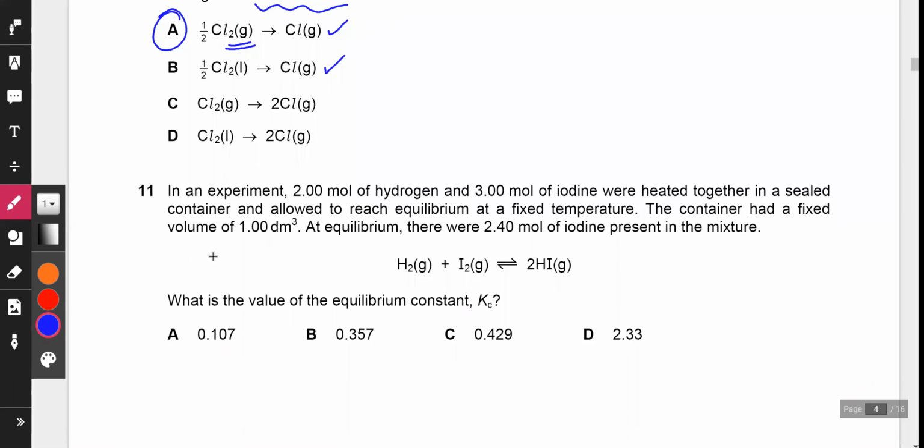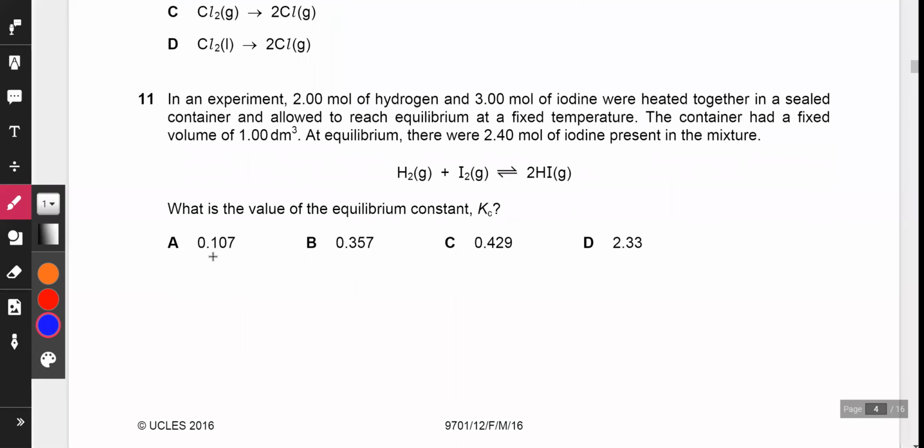Now the next one is about Kc. So you have a reaction going on where H2 and I2 are reacting to produce 2HI. To figure out Kc and to solve a question like this, you need the initial moles. The initial moles that are provided are that 2 moles of hydrogen and 3 moles of iodine are heated together. So that's 2 moles, and you have 3 moles of iodine, and I don't think that there is any HI. So no HI initially. So that's 0 moles.